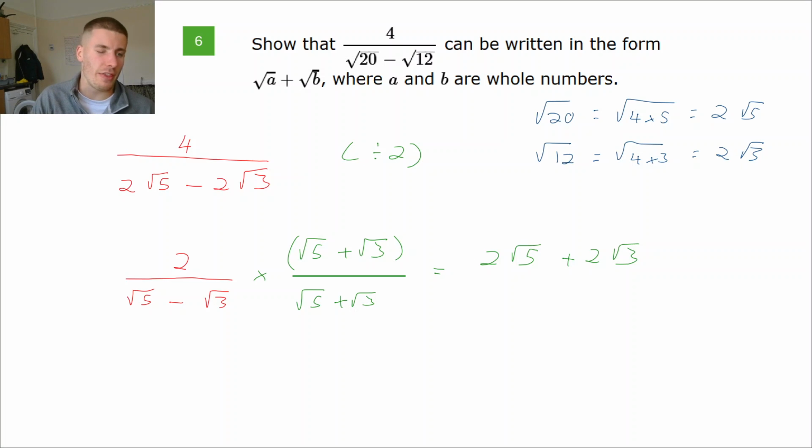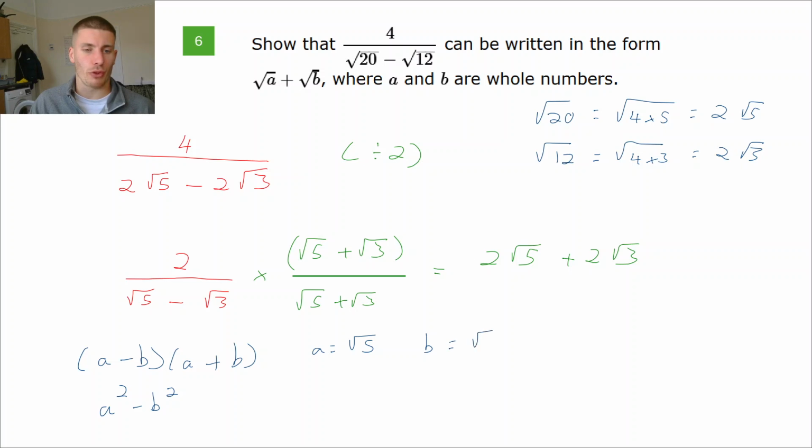And of course, for the bottom part you could expand the double brackets, but we know that this again is in the form a take away b, a plus b. That is your difference of two squares form. So it's going to expand into a squared take away b squared, where in this case a is equal to root 5 and b is equal to root 3. Well, a squared is root 5 squared, which is just 5. Take away b squared, which is root 3 squared, which just gives you 3. So 5 take away 3, which is 2.